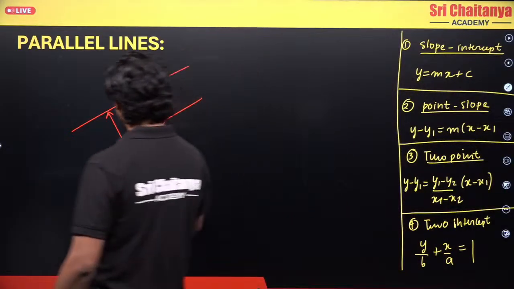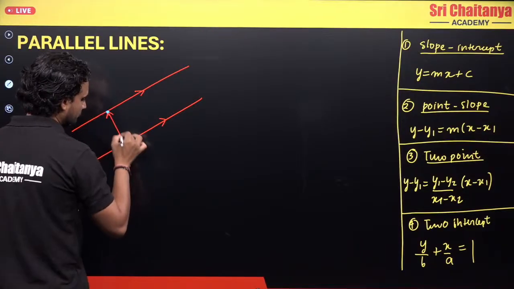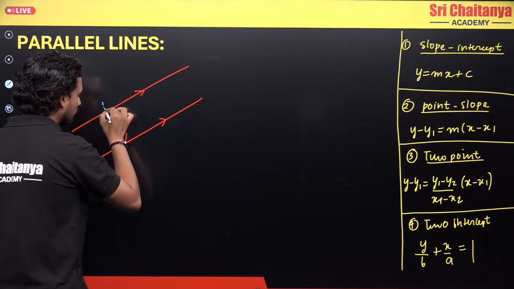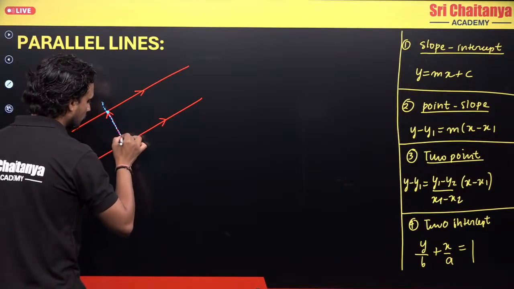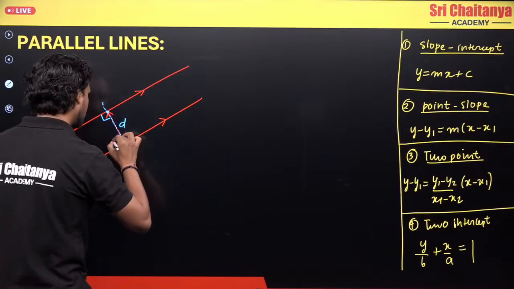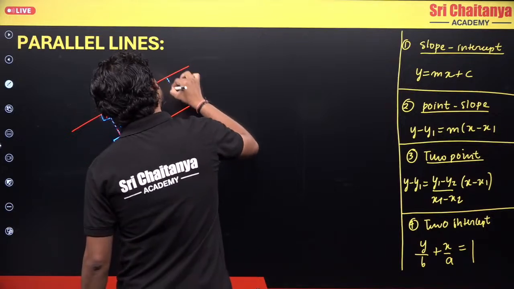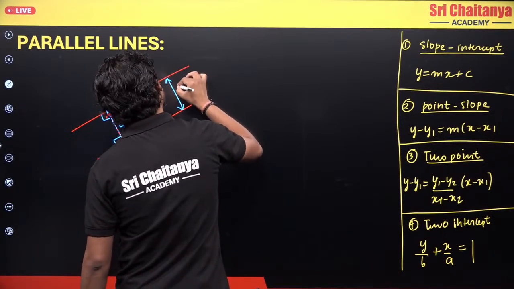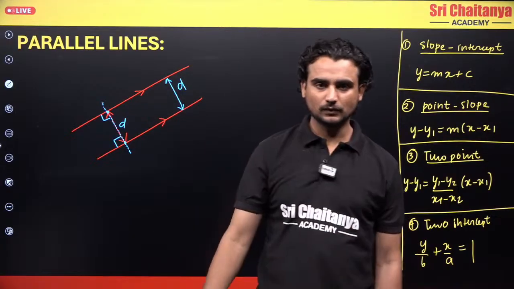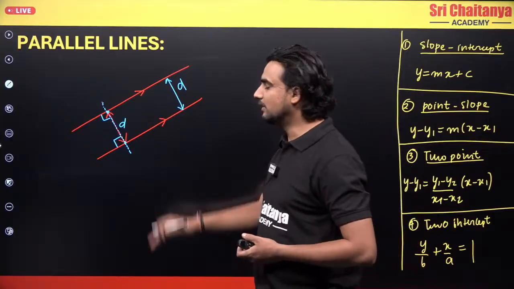So basically, if this is a point, this is a point, and this is the point, and if I join them using a line, right? This is distance d. Let's say this is 90 degrees and this angle should also be 90 degrees. So this distance d will remain d here. It will not change. So the distance between the two straight lines remains the same. This is known as parallel lines.